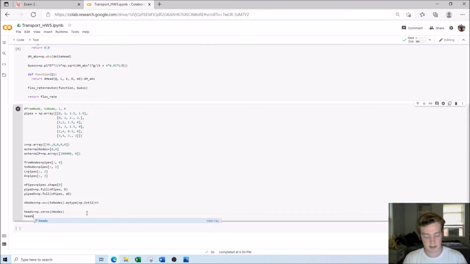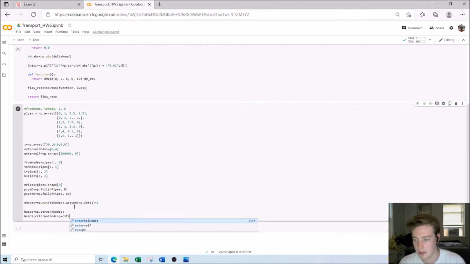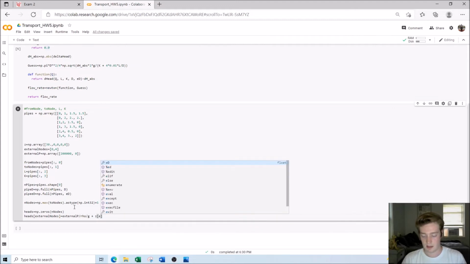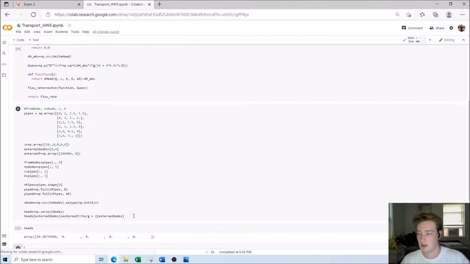So if we go heads for the external nodes, external nodes equals, let's go back to that equation here. So it's the pressure over rho g plus the elevation. So let's do that. So external P divided by rho divided by g plus the z of the external nodes. Just like that.